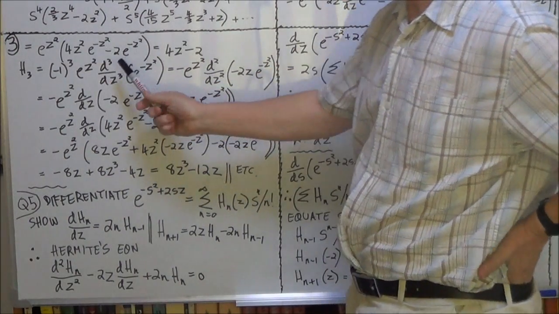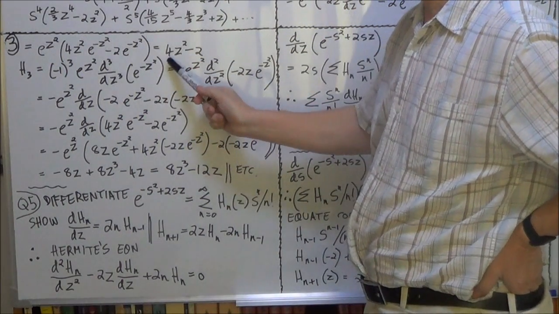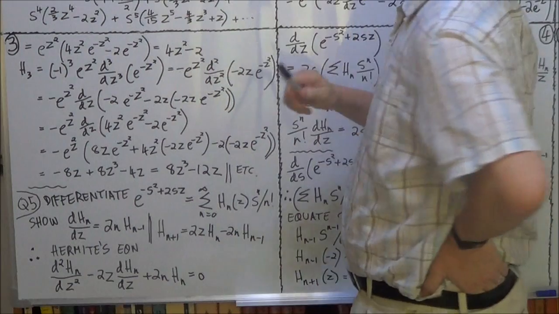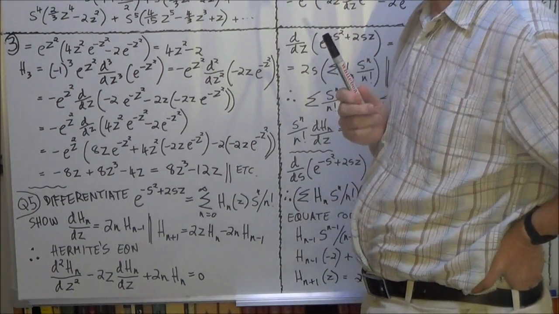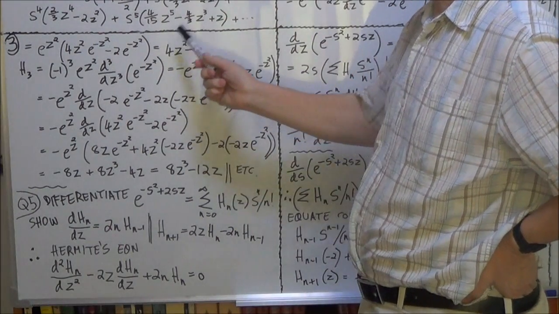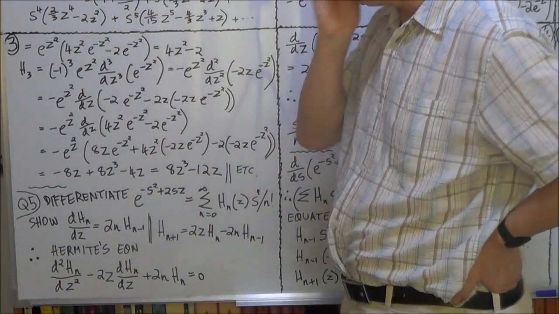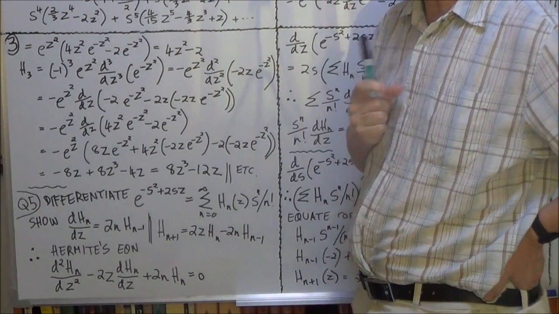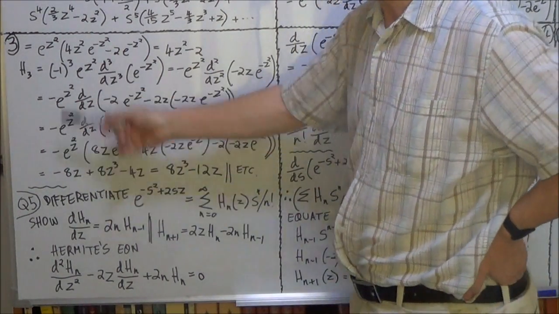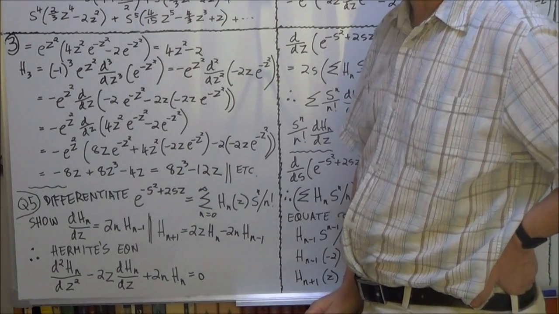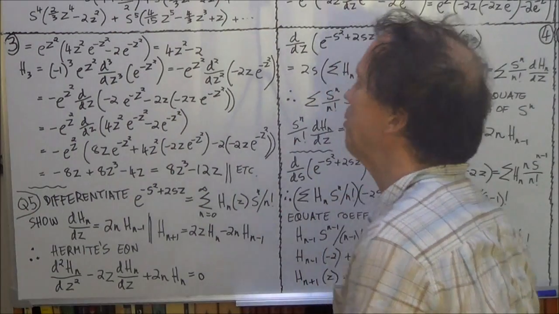Collect terms a bit. The e to the z squareds cancel, and you're left with just 4z squared minus 2, which is what we got before for H2. Right, so for H3, that's as far as I go. You're supposed to go to H4 and H5, but it gets more and more tedious. You'll have got the method. You can do it yourselves if you're doing the homeworks.